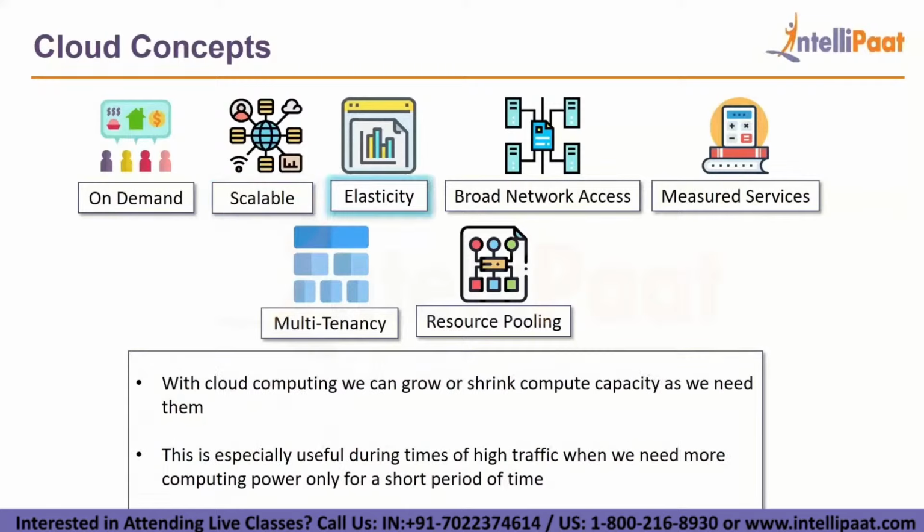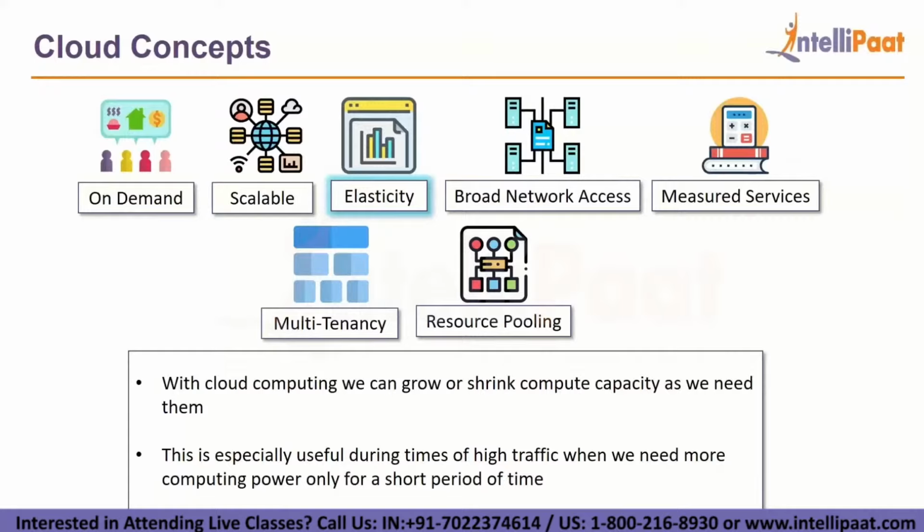Then comes elasticity. With cloud computing, we can grow or shrink compute capacity as we need. This is especially useful during times of high traffic when we need more computing power only for a short period of time. In cloud computing, there are ways of setting up parameters where you say, okay, in this pool of clusters, I want 2 computers to be running all the time, and at max there can be 8 computers. So 2 computers are running all the time, but as the traffic and the load on the servers increase, new servers should be added to the pool of servers that we have. That's basically what elasticity means.